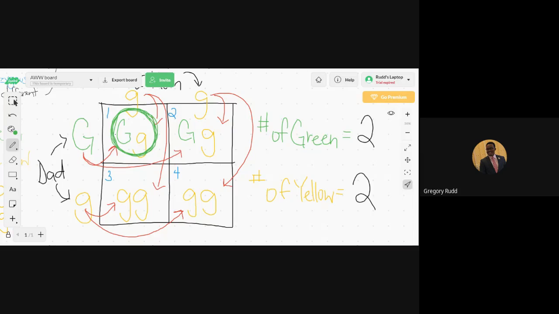Same thing with offspring number 2. It's heterozygous. It has a dominant capital allele and a recessive lowercase allele. So that means that it too expresses the dominant trait. It is also green.